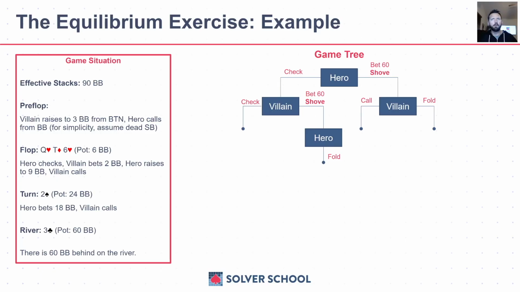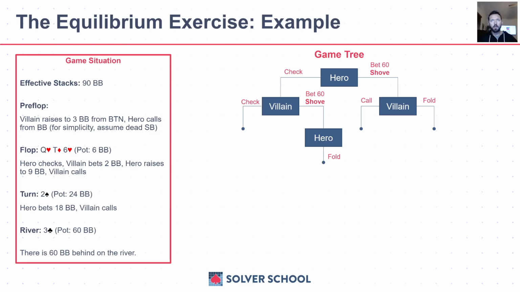So we get to a flop where the pot is 6 big blinds, and the flop is queen 10 6, where the queen and the 6 are hearts, and the 10 is a diamond. Now, hero checks, and the villain bets a third pot of 2 big blinds, and hero raises 4.5x to 9 big blinds, and the villain calls.